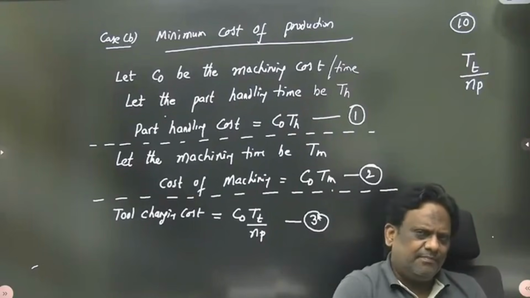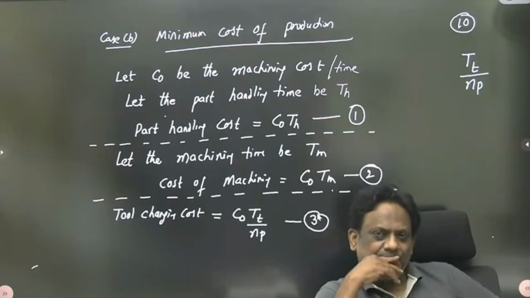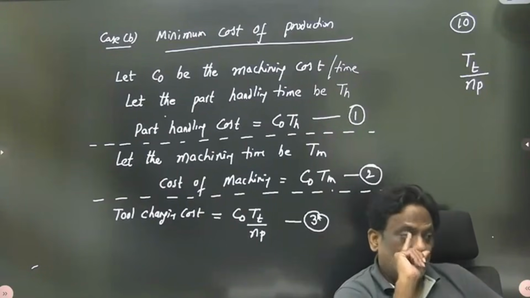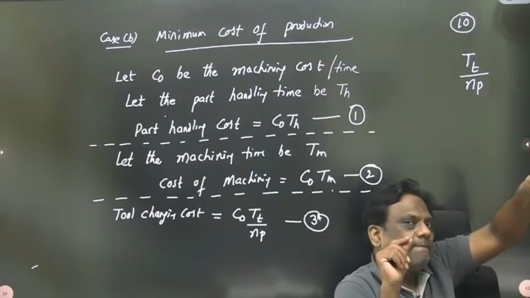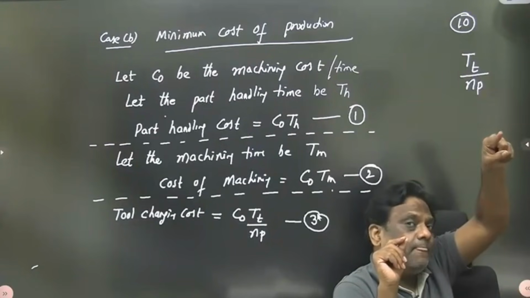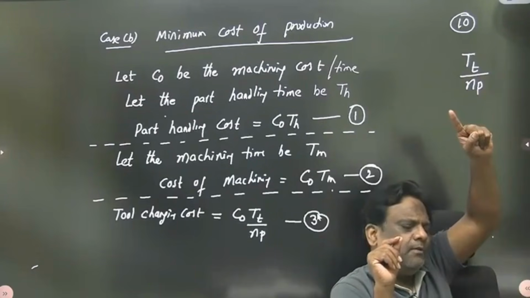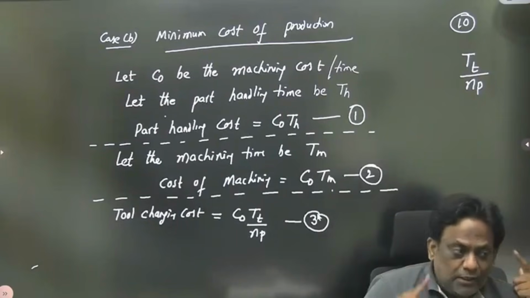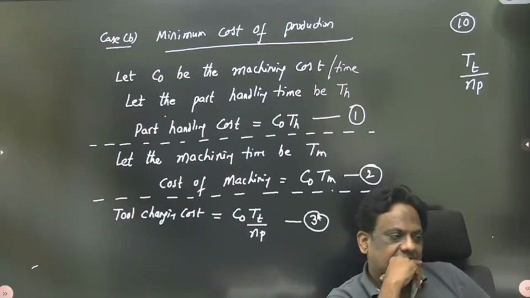Sir, you have seen everything. Is any cost left, sir? Anyone in the class? We have seen tool changing cost. Listen very carefully. We have taken tool changing cost. We have taken machining cost. We have taken part handling cost. Is anything left, sir? Think once. 1, 2, 3 have come. Is anything left, sir? Think and tell.